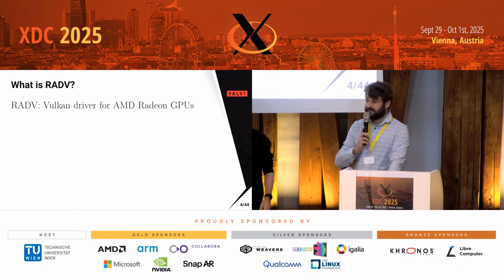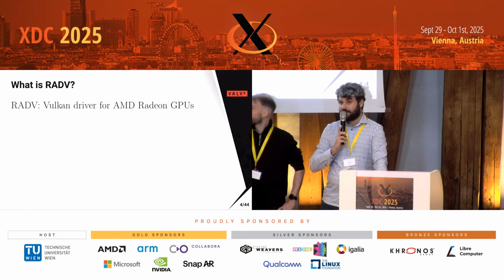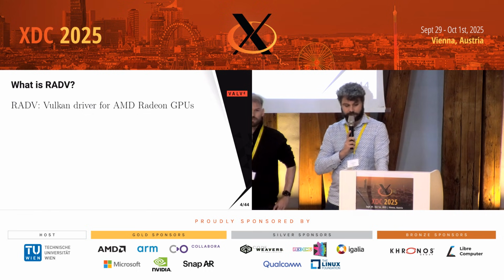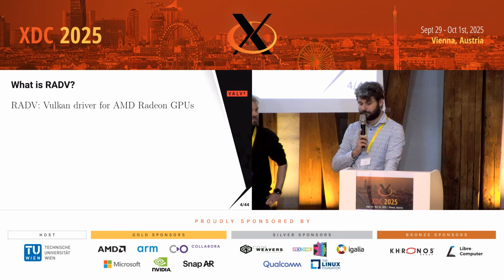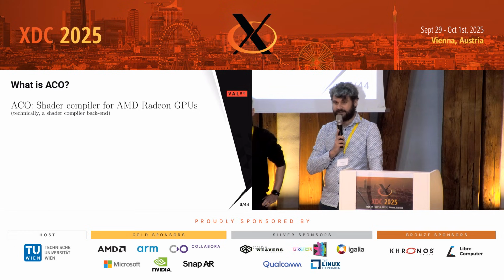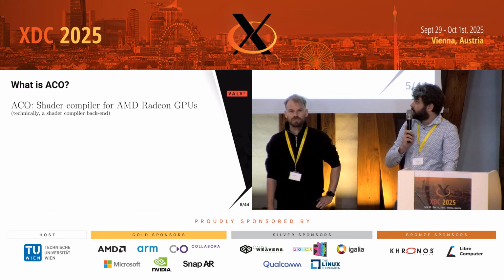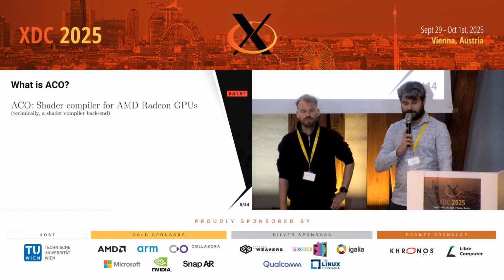And what exactly is Radv? For those of you who don't know, Radv is a Vulkan driver for AMD Radeon GPUs. And ACO is the shader compiler backend that Radv uses. It's independently developed in Mesa by mostly the same group.